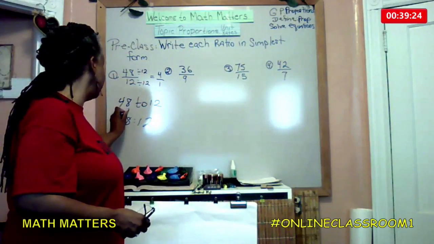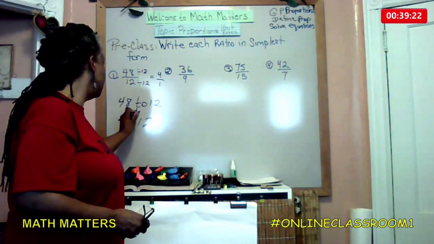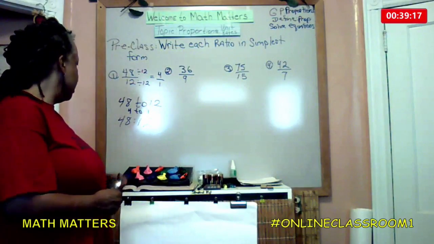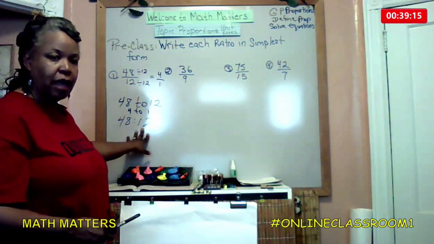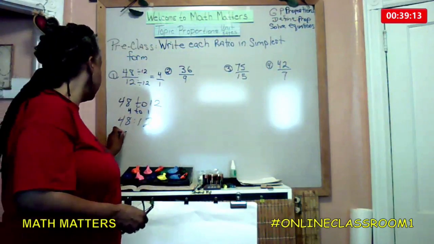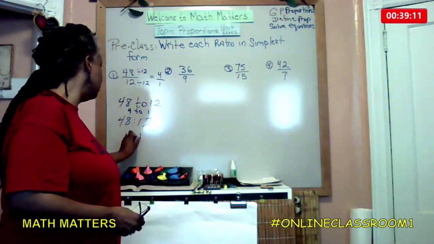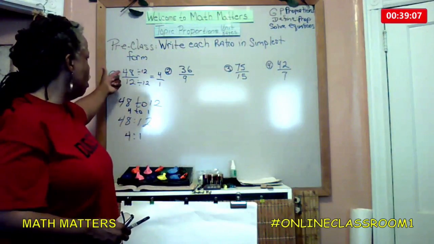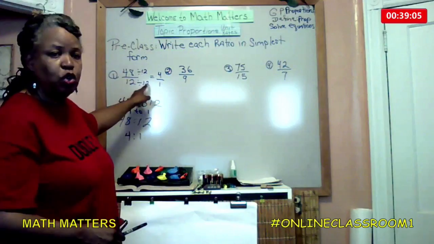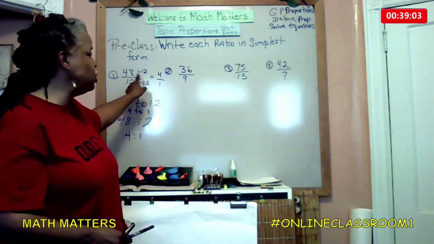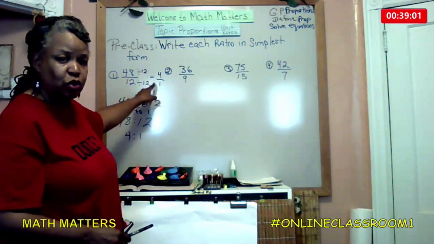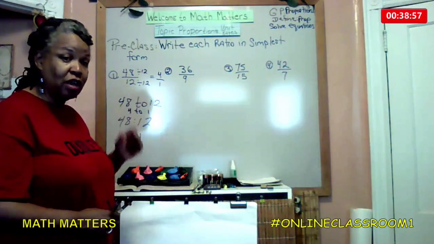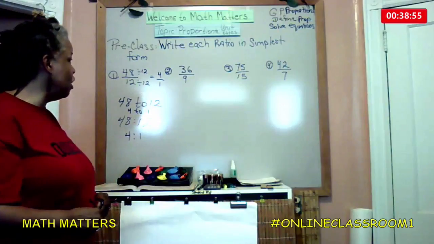or 4 to 1. I can just simply say 4 to 1. Or, written in this format, it will be 4 colon 1. In other words, when you have two equal ratios, and in this case we do, it's called a proportion.